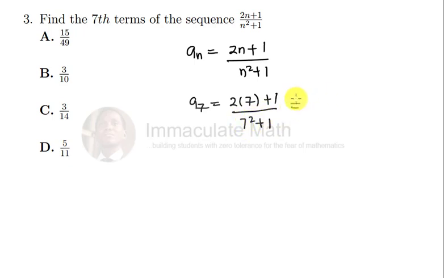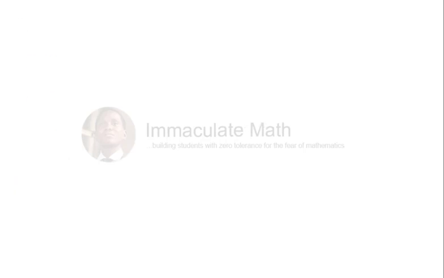That means we are going to have 2 times 7 is 14 plus 1, that's 15, all divided by 7 squared is 49 plus 1, that's 50. So 5 will go in 15, that's 3 times, and 5 will go in 50, that means 10 times. So the answer is 3 over 10, which is B. Next question.